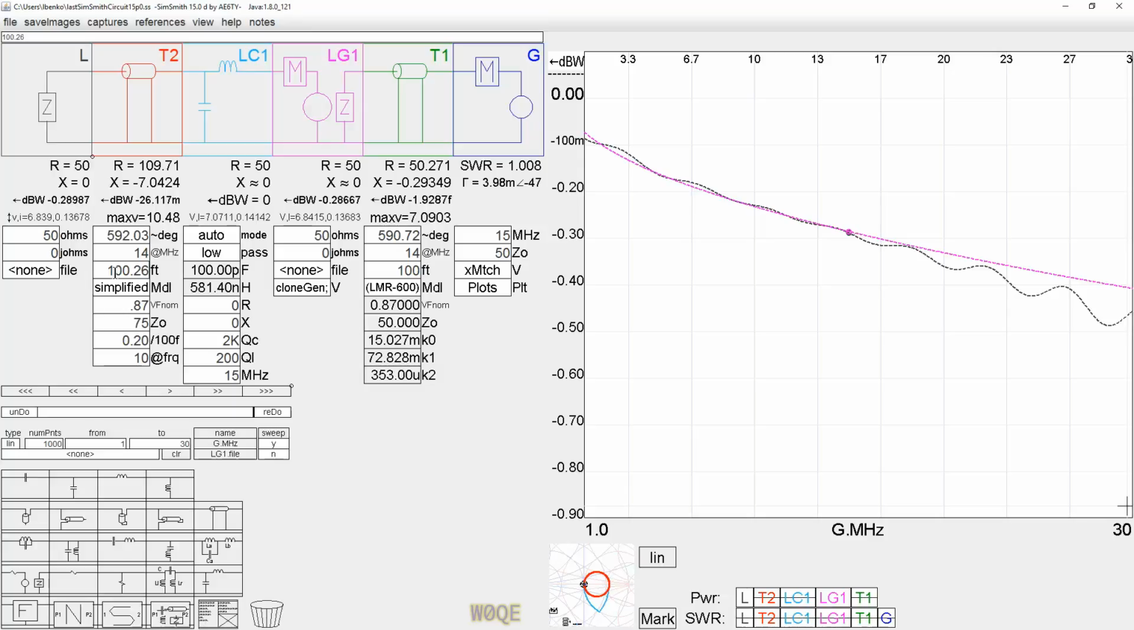It does mean that you're going to need a tuner here. The tuner probably doesn't need to be variable components. It probably could be fixed over a band, and you switch them in and out. It may not be for everybody. It may be for some, but it's another interesting use in SimSmith.